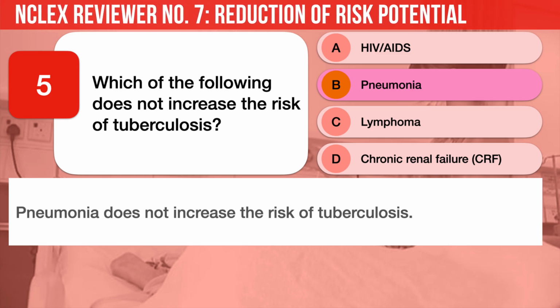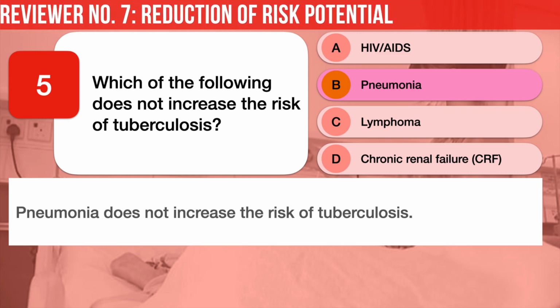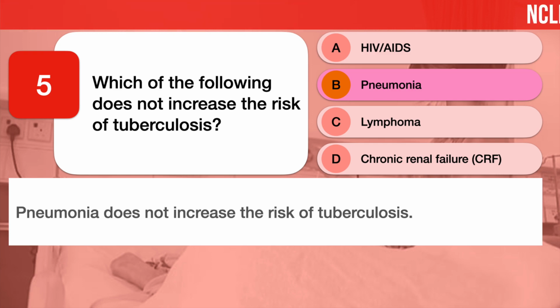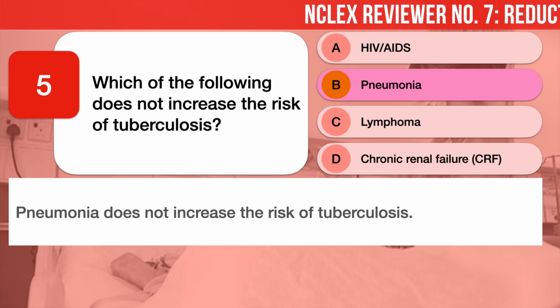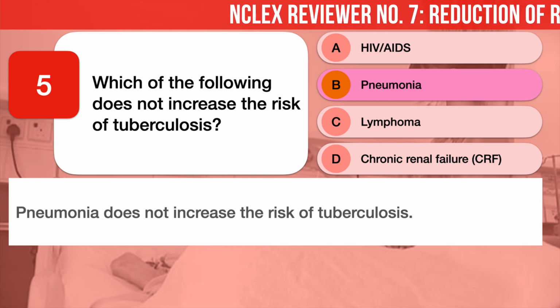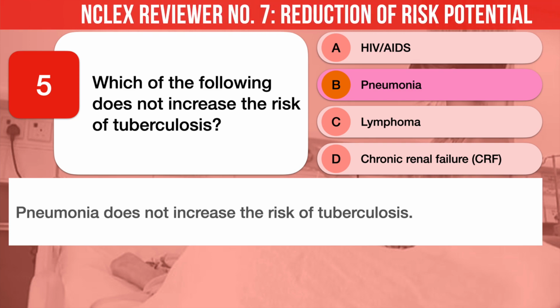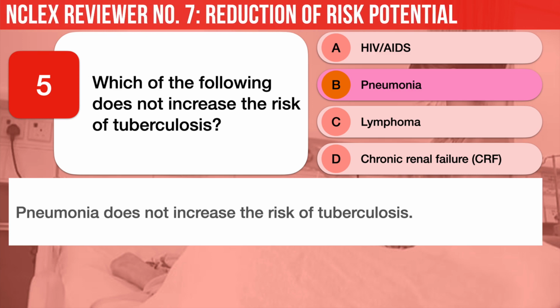Hematologic malignancies such as lymphoma and leukemia increase the risk of tuberculosis. Other factors increasing the risk are chronic renal failure, HIV/AIDS, jejunal bypass, gastrectomy, diabetes mellitus, and silicosis. Immunosuppressive therapy and weight that is less than 10% below ideal weight also increase risk.